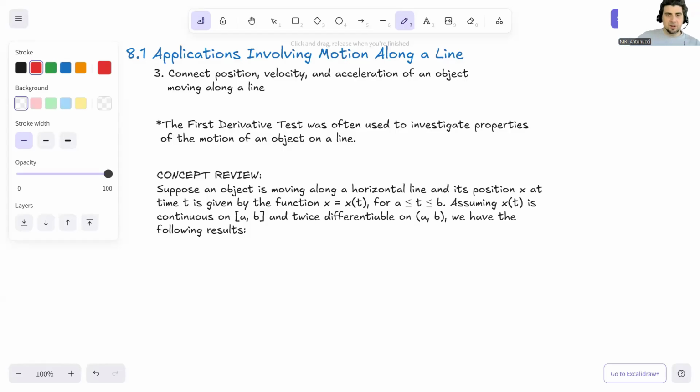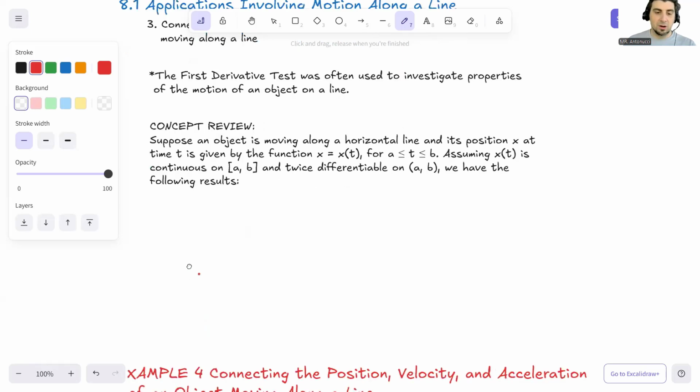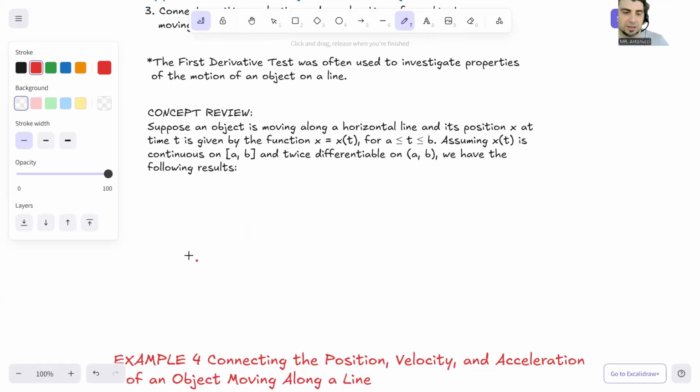All right, guys, Mr. Antonucci here, and in this third video of three, we're going to talk about how to connect position, velocity, and acceleration of an object along a line. And we can often use the first derivative test to investigate properties of motion of an object on a line. Now, we talked about this a little bit in the previous video, but I'm just going to review it here to make sure it's fresh as we use this.